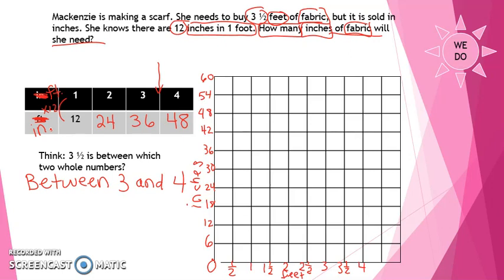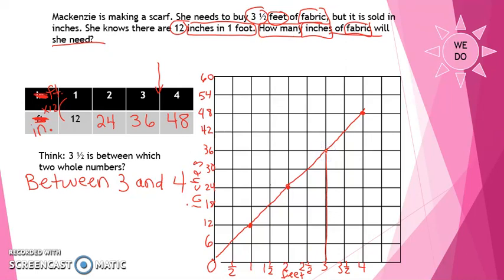So if I go to 1 foot, I'm going to have 12 inches. If I go to 2 feet, I'm going to have 24 inches. If I go to 3 feet, I'm going to have 36 inches. And if I go to 4 feet, I'm going to have 48 inches. So now I'm going to connect these in a line. I'll try to make it kind of straight. Good enough. And if I want 3 1/2 feet, I'm going to see where 3 1/2 meets the line.